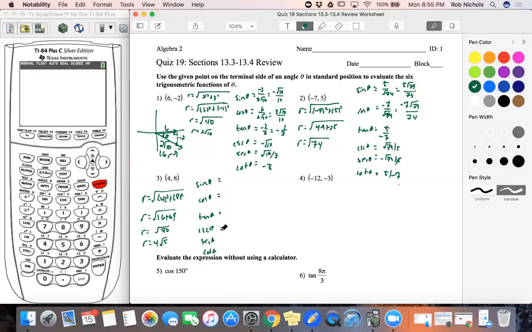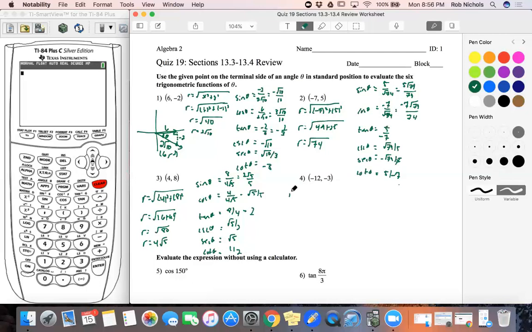All right, so sine is y over r, 8 over 4 root 5. So we have 2 root 5 over 5. Cosine is x over r, so we have 4 over 4 root 5, which will leave us with the square root of 5 over 5. Tangent is y over x, 8 over 4, which equals 2. And then we have our reciprocals. So this one will be the square root of 5 over 2. This one will be the square root of 5. And then this one will be 1/2.